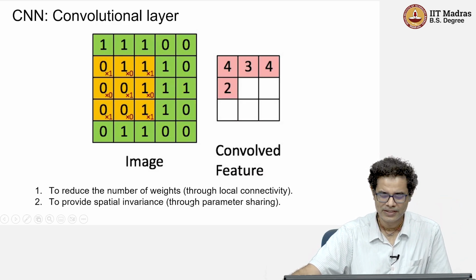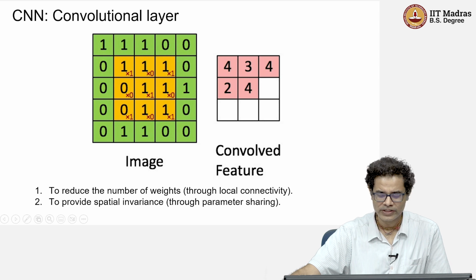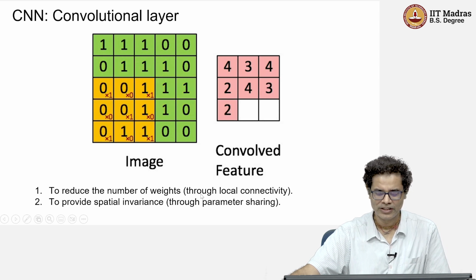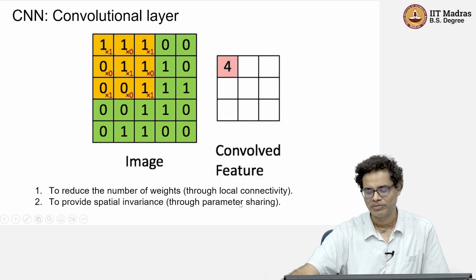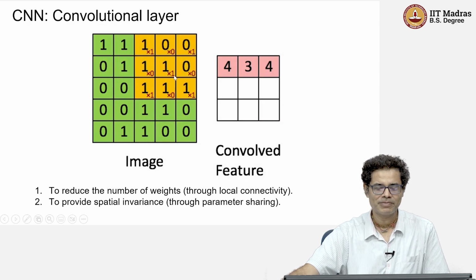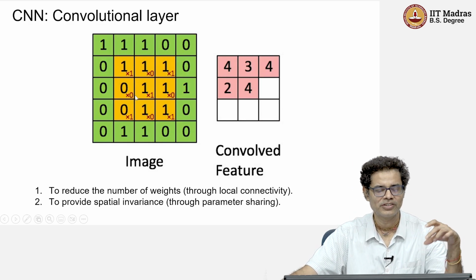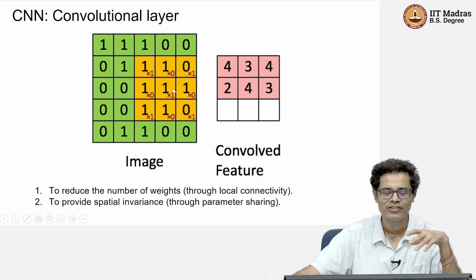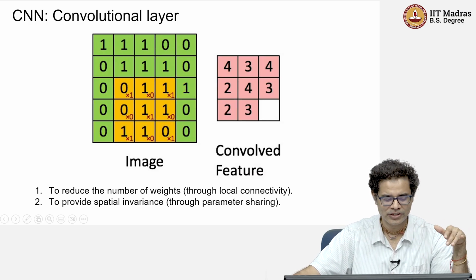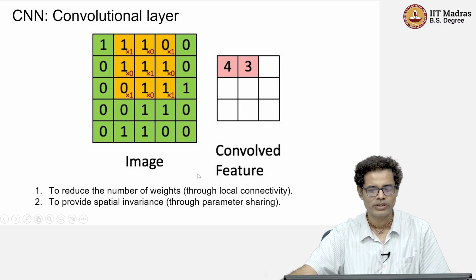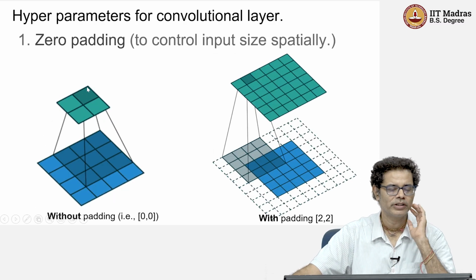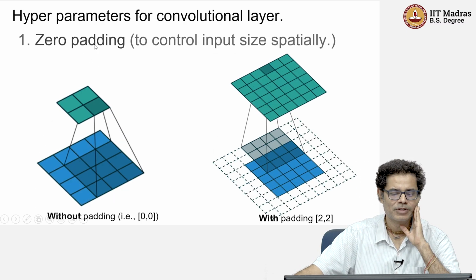It reduces the number of weights through local connectivity, and it also provides spatial invariance through parameter sharing, because we are sharing the parameters. Let's say it is a face detector, so it doesn't matter where the face is, I will always detect it. Therefore it is called spatial invariance. That comes from parameter sharing. So these are the two important concepts. And there are hyperparameters also.